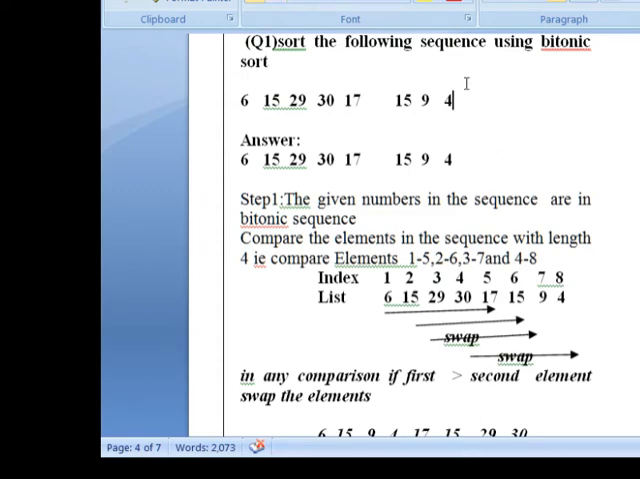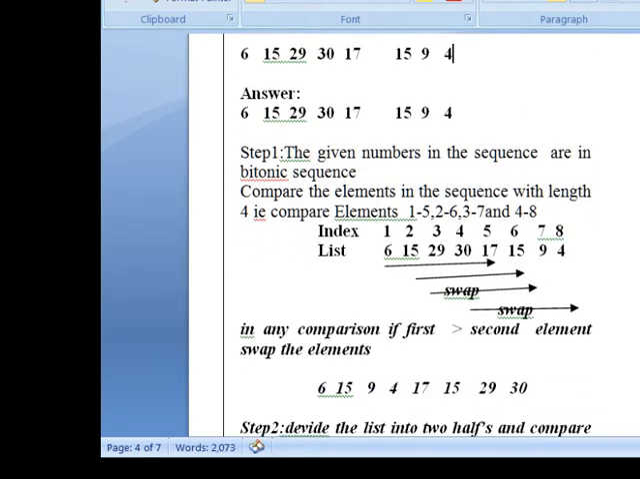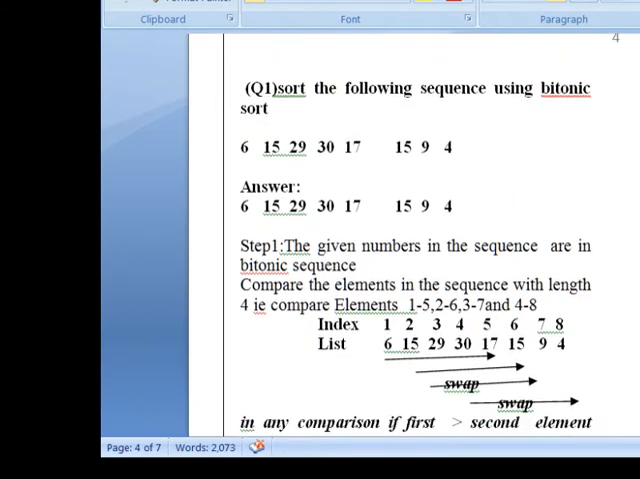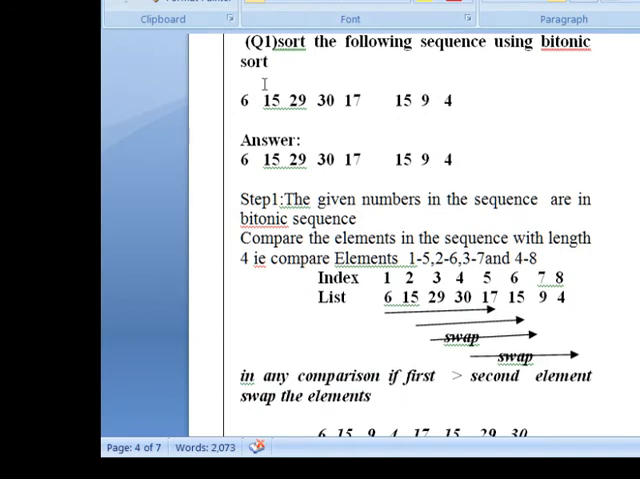So in this video lecture I am going to explain how to sort the given list using the Bitonic sort technique. Here the given list is 6, 15, 29, 30, 17, 15, 9, 4. Now we are going to sort the given list by applying the Bitonic sort technique.